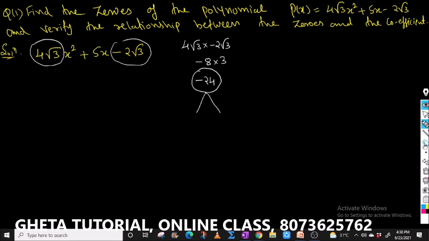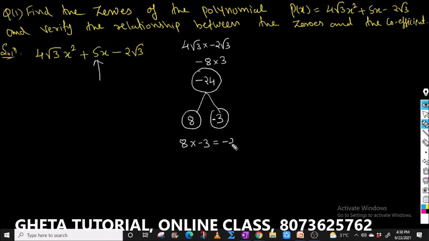So now what we should do here, we should find two numbers. If you multiply, you will get minus 24, but when you add, you must get plus 5x. 8 into 3 are 24, so here 8 will be plus and 3 is minus. So 8 into minus 3 is equal to minus 24, but when you add 8 and minus 3, you will get plus 5. So here we got the two numbers 8x and minus 3x.